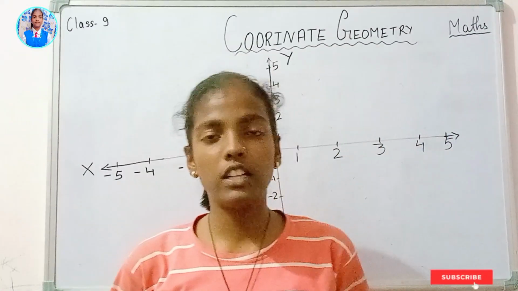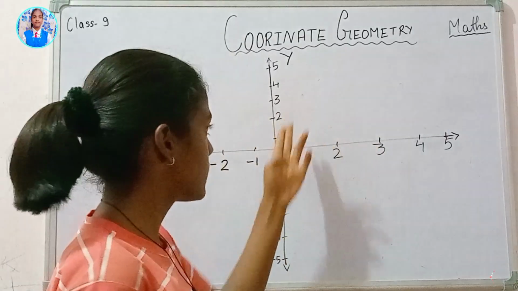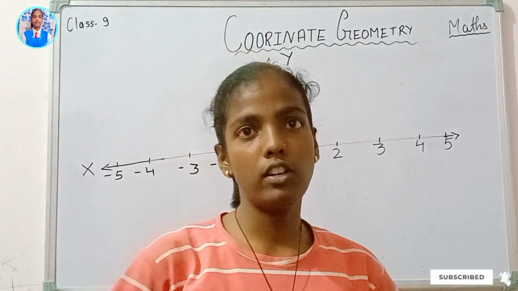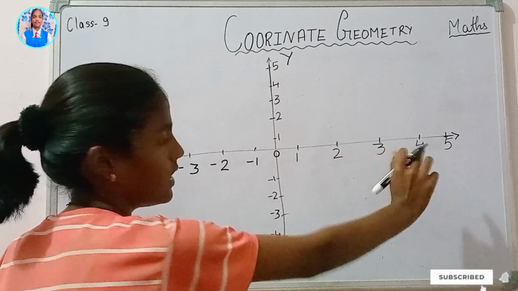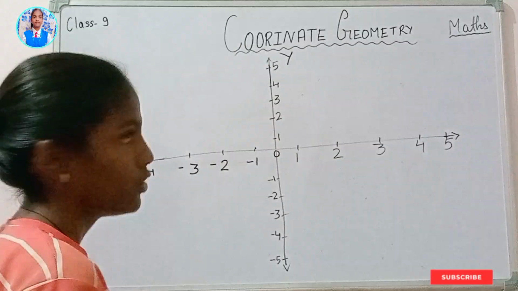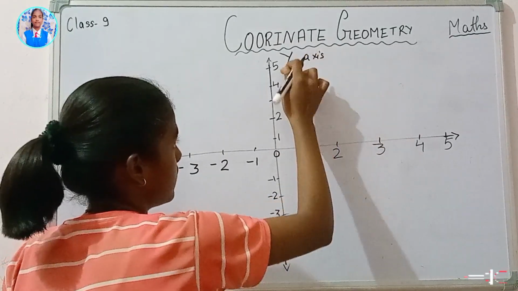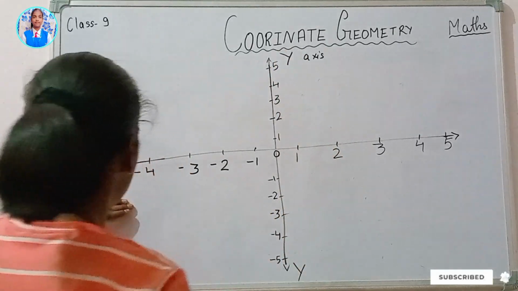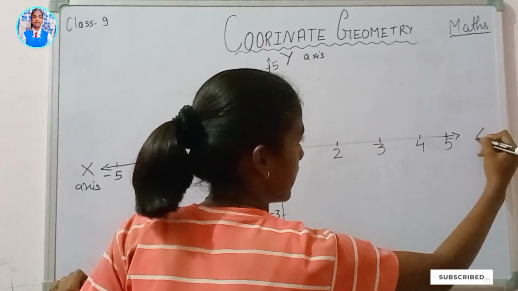Now we are going to learn about the Cartesian plane. Here you can see this is a Cartesian plane. We represent any point on this plane. Here you can see these two are the straight lines drawn on one another. Here you have to learn that this is the y-axis. This whole line is the y-axis, and this is the x-axis. This whole line is the x-axis.